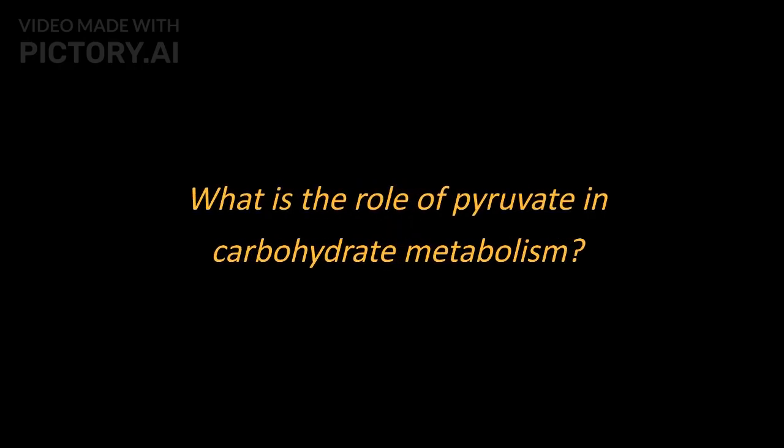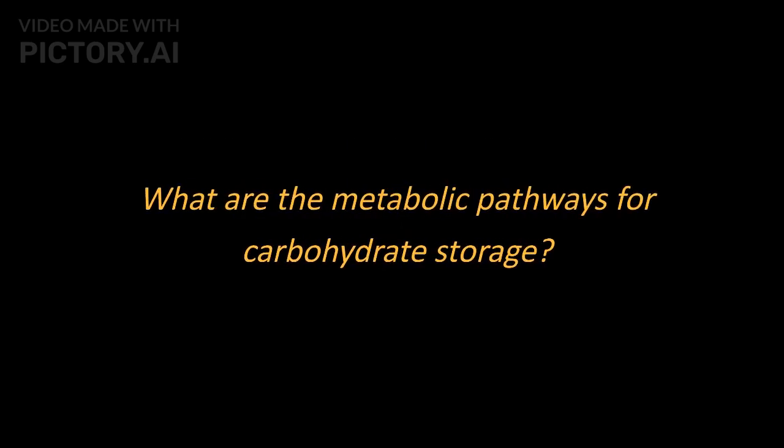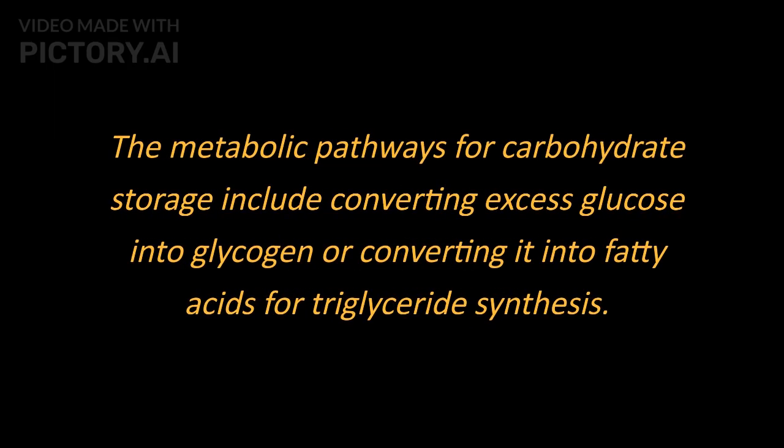10. What is the role of pyruvate in carbohydrate metabolism? Pyruvate can be used to produce ATP through anaerobic respiration or converted into acetyl-CoA for further energy production in the Krebs cycle. 11. What are the metabolic pathways for carbohydrate storage? The metabolic pathways for carbohydrate storage include converting excess glucose into glycogen or converting it into fatty acids for triglyceride synthesis.